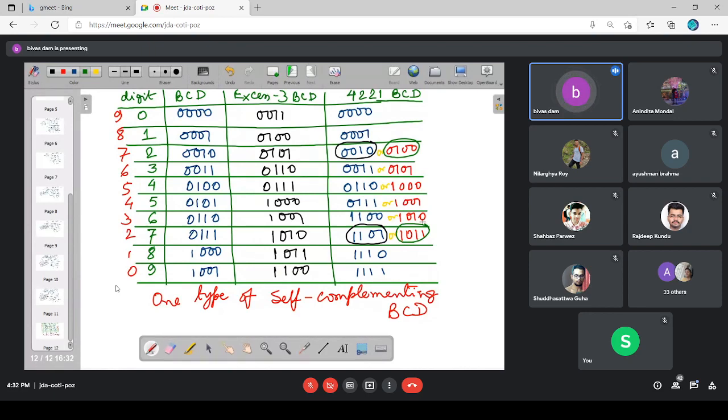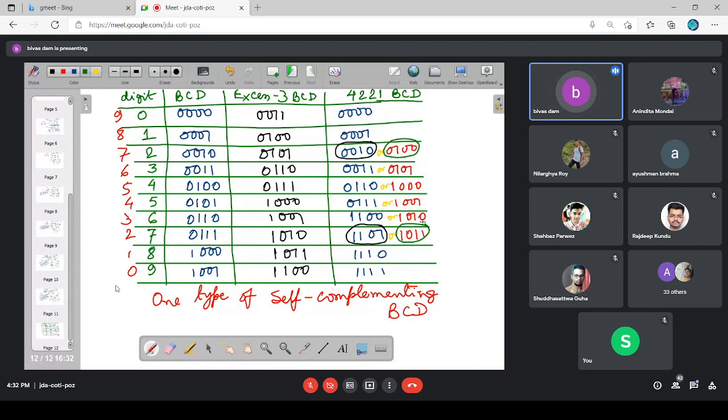If I take 0 0 1 0 pattern for 2 and 1 1 0 1 pattern for 7, that pair becomes self-complementing. Just by bitwise complementation, I'll go from one to the other one. Similarly, instead of 0 0 1 0, if I go for 0 1 0 0 for 2, I should go for 1 0 1 1 for 7 to make that pair self-complementing again.